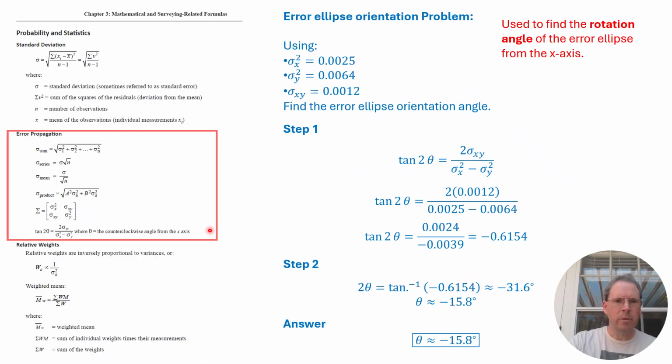And this last formula is the error ellipse orientation problem. It's used to find the rotation angle of the error ellipse from the x-axis. It's this formula here. I'll give you an example. So you have these terms once again, and find the error ellipse orientation angle. I'll go ahead and write the formula out for us here, and you put in the terms, solve for theta, and it comes out to be negative 15.8 degrees.